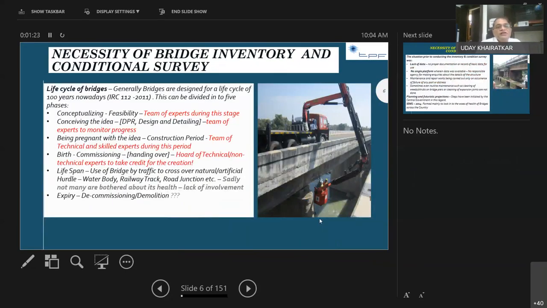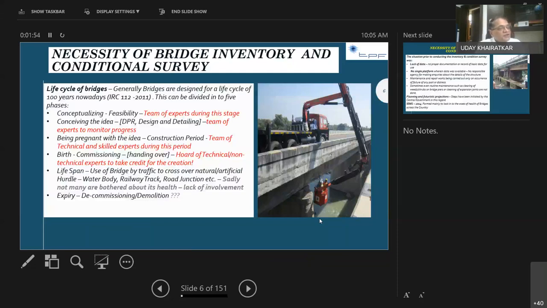The life cycle of a bridge: generally, bridges are designed for a life cycle of 100 years as per IRC 112. This can be divided into 5 phases. The conception and feasibility of the bridge, where most of the technical team experts are available. Then conceiving the idea, with a team of experts to monitor the progress, designing and detailing. Then being pregnant with the idea, that is the actual construction phase. Here also we have a lot of technical engineers, skilled laborers, etc. Then commissioning of the bridge, where a lot of technical experts are there to take credit for the creation.